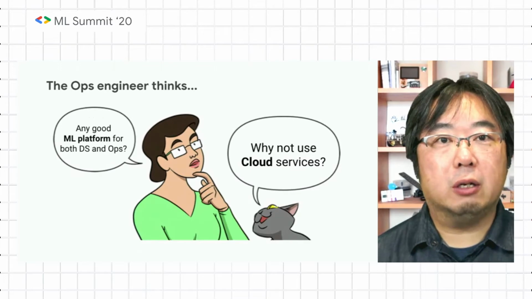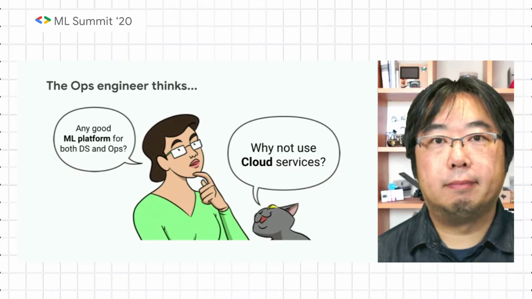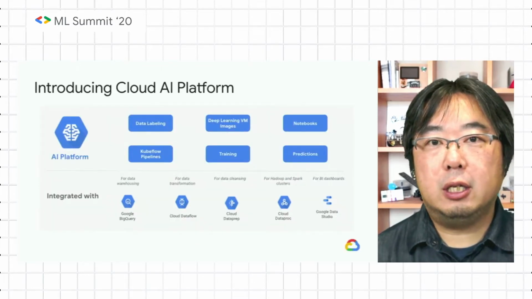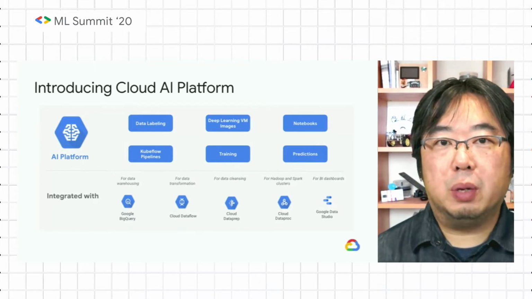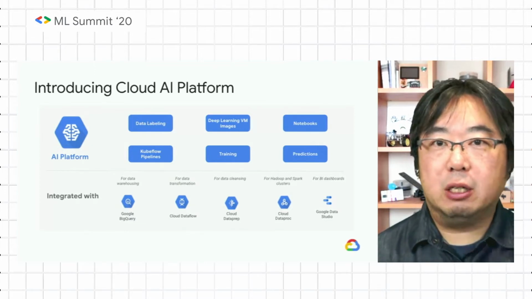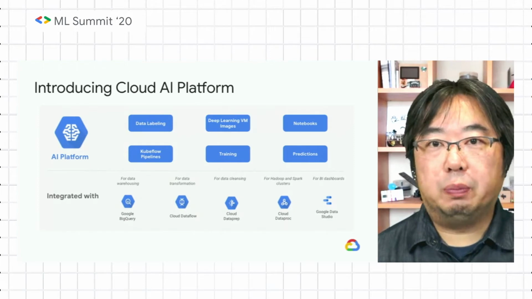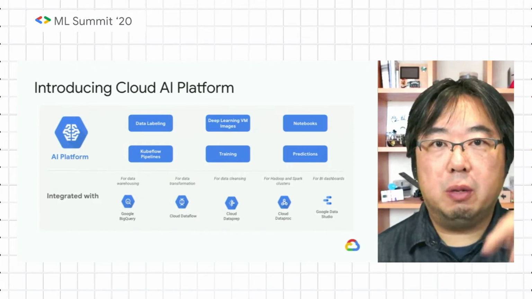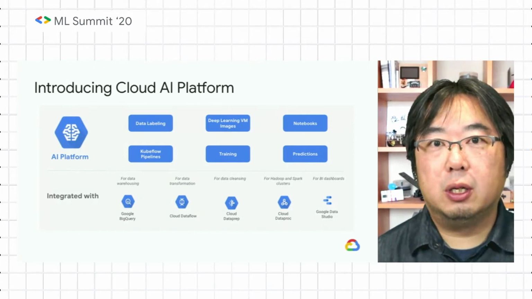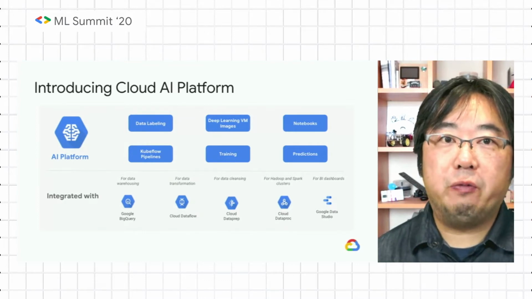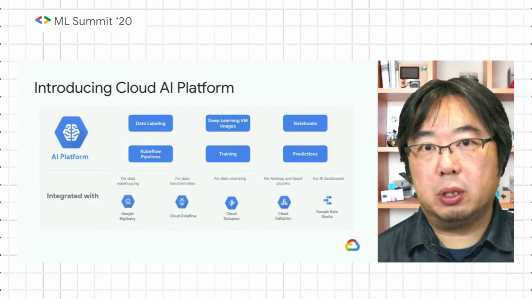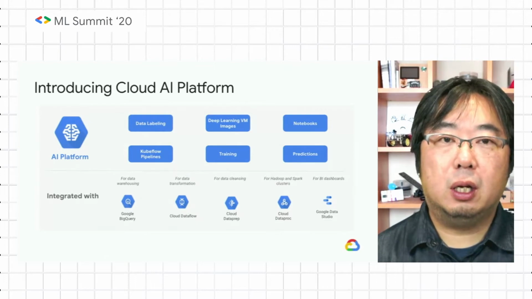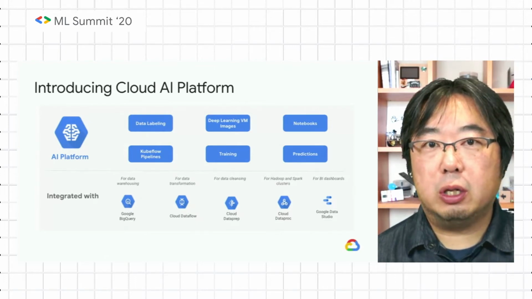The solution could be a cloud service. And this is the reason why we provide multiple components within the umbrella of the AI platform. So the product called AI platform consists of the many different components and modules, such as the deep learning VM, or notebooks, or Kubeflow pipelines, training and prediction infrastructure, and so on.